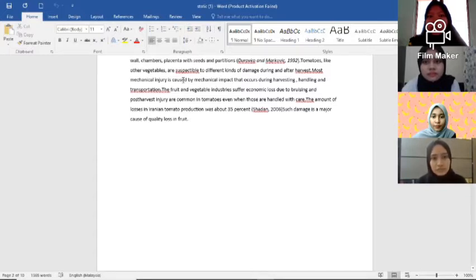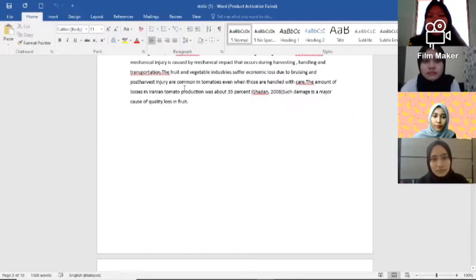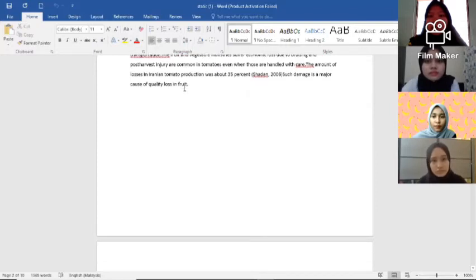Tomatoes, like other vegetables, are susceptible to different kinds of damage during and after harvest. Most mechanical injury is caused by mechanical impact that occurs during harvesting, handling, and transportation. The fruit and vegetable industries suffer economic loss due to grazing, and post-harvest injury is common in tomatoes even when those are handled with care. The amount of losses in Iranian tomato production was about 35%. Such damage is a major cause of quality loss in fruit.